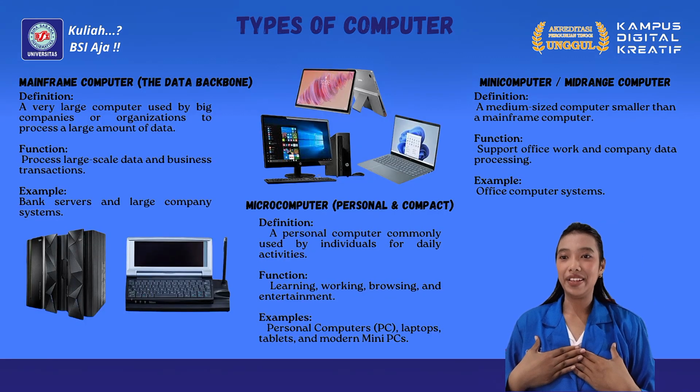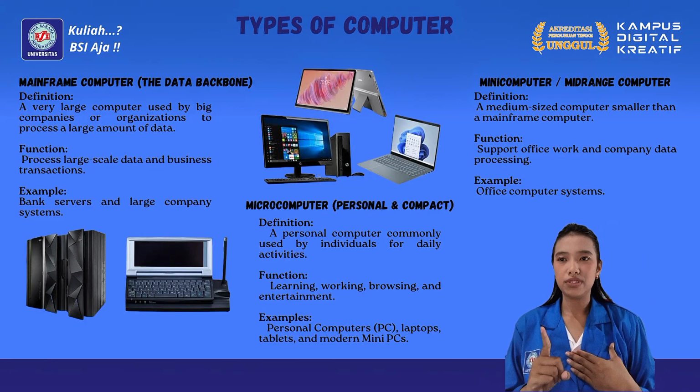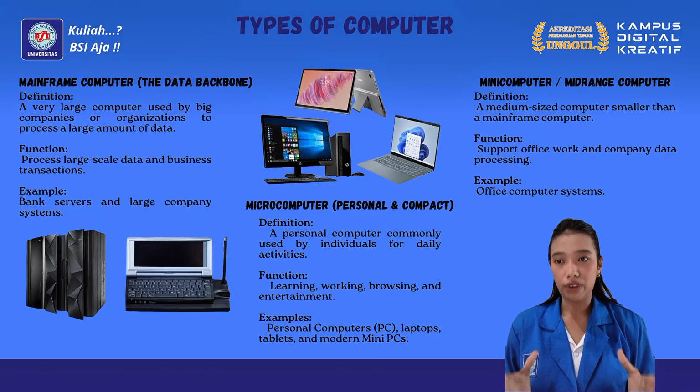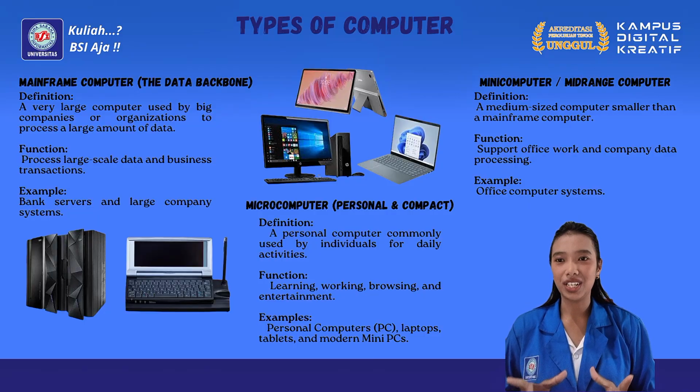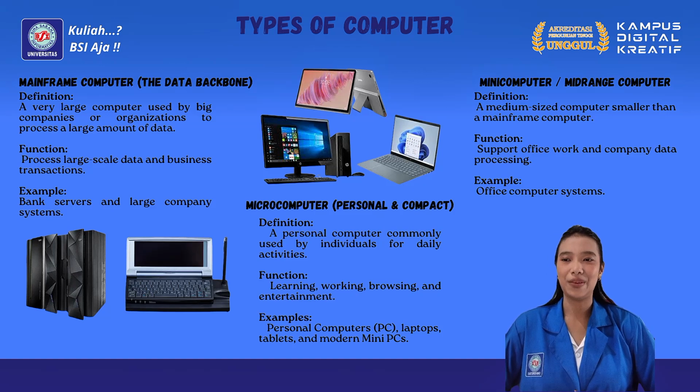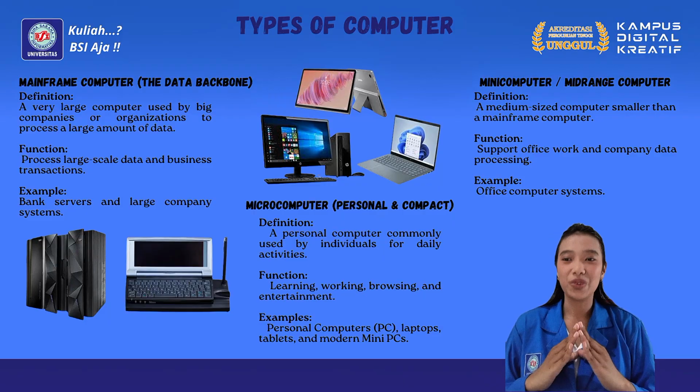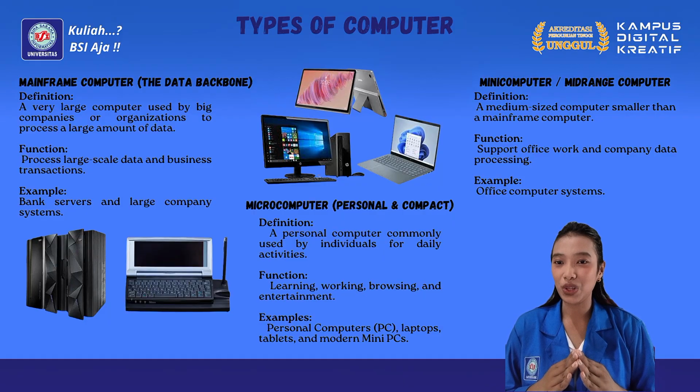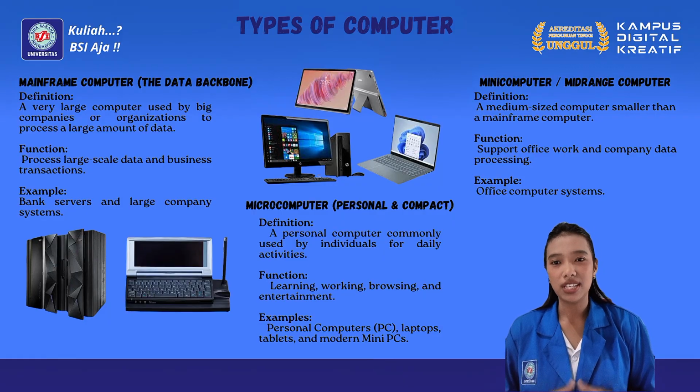Next, I will explain the types of computer. The first type is the mainframe computer. Mainframe computers are fairly large computers used by banks and large companies to process a huge amount of data and business transactions. The second type is the mini computer. Mini computers are smaller than mainframe computers and are usually used in offices or medium-sized business.